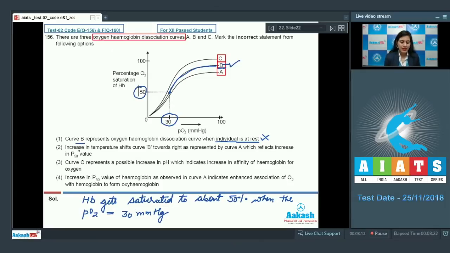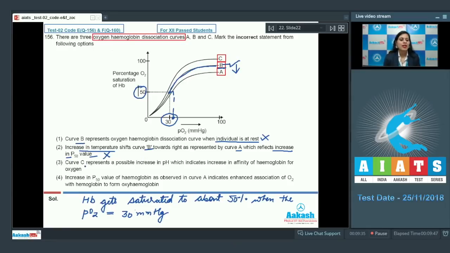Our second statement is increase in temperature shifts curve B towards right as represented by curve A, which reflects increase in P50 value. And this is a correct statement and cannot be a correct answer to our question because increase in temperature, whether at cellular level or tissue level, will shift the curve from B to A, that is towards the right side, and this reflects increase in P50 value. As you can see here, the P50 value will be here. So there is an increase in P50 value. So this is a correct statement but cannot be the correct answer to our question.